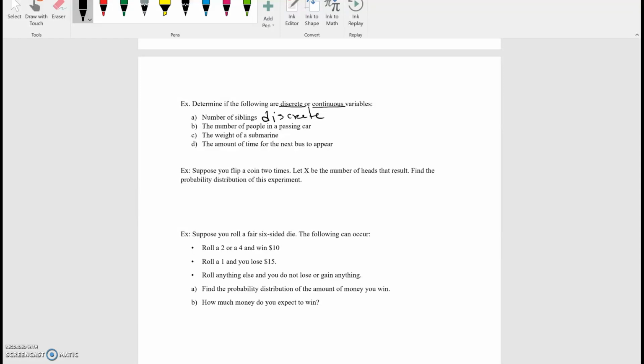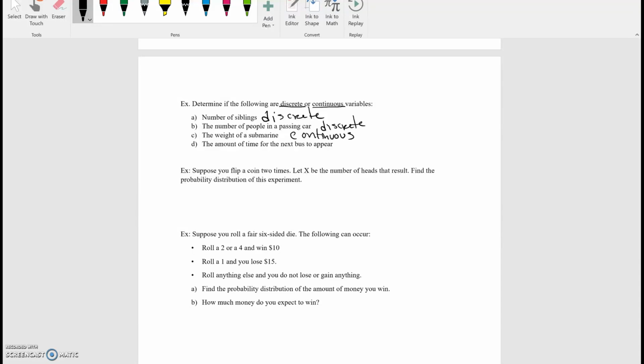The number of people in a passing car. Well, what are we modeling? We're modeling number of people, so this is still going to be discrete. You can't have a third of a person. The weight of a submarine. Well, weight can be 1,000 pounds, 2,000 pounds, but it can also be 1,000.5 pounds. So you can include decimals in this case. So the weight is going to be continuous.